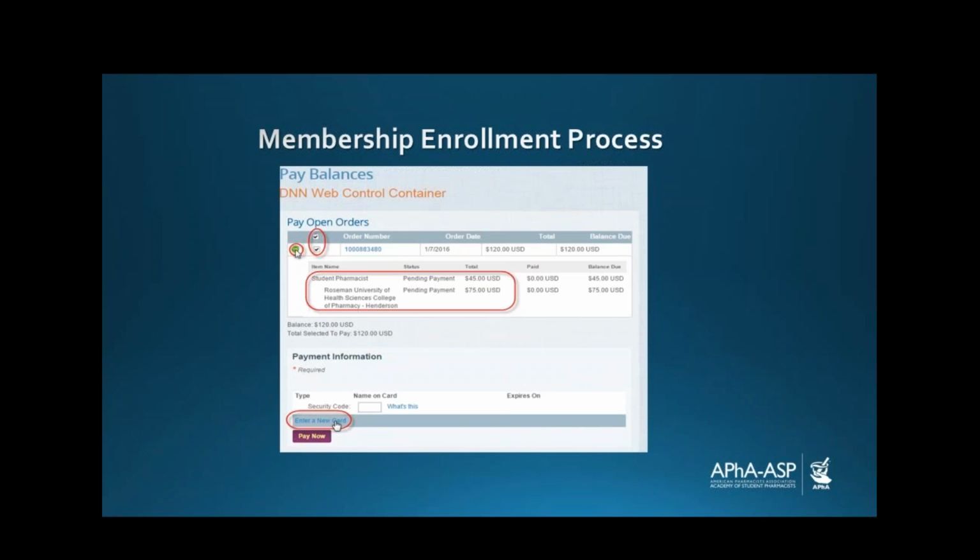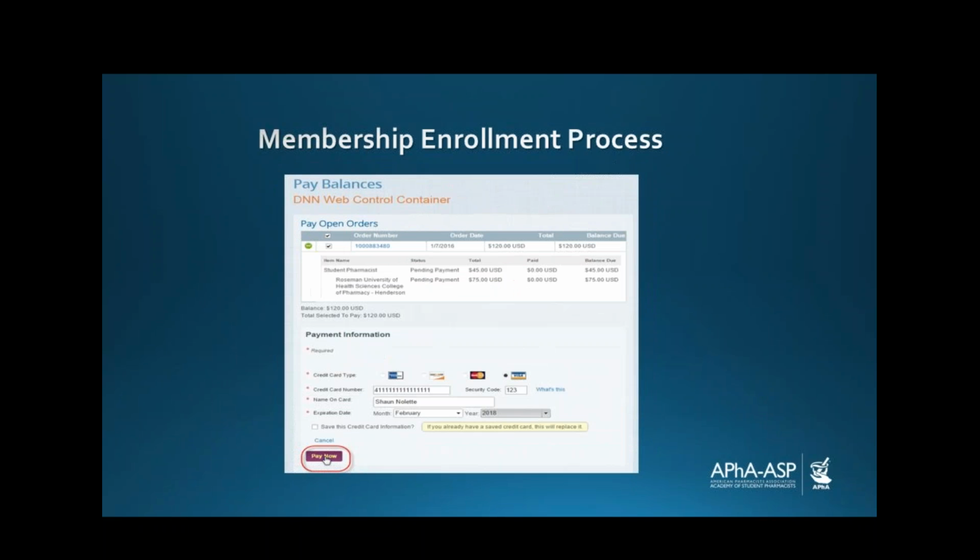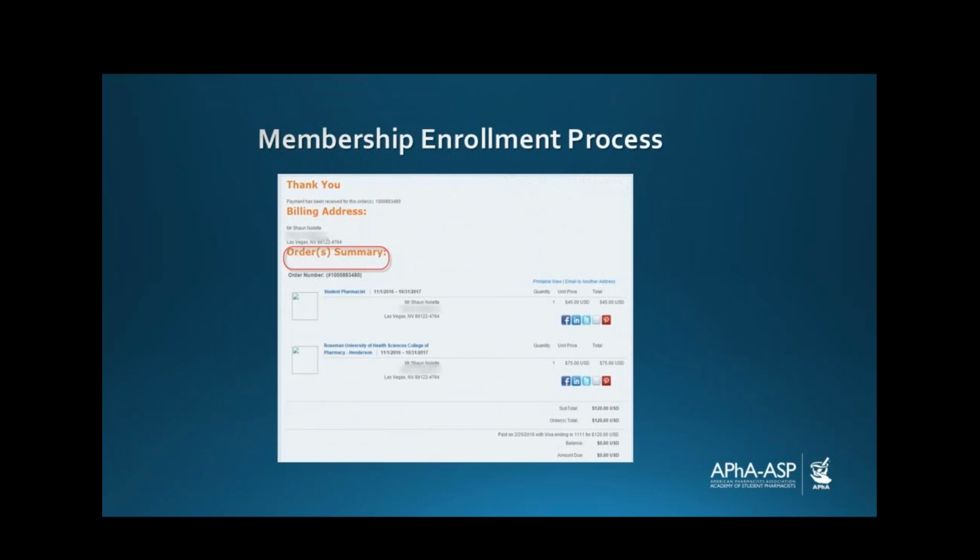Just make sure that the boxes are checked so that it can pay for the complete order. Enter the new credit card information. And then click Pay Now, and that's it. So students will have a very quick and easy process for the online enrollment.